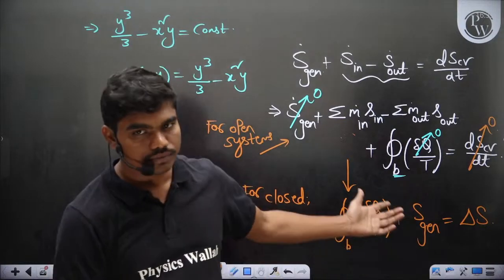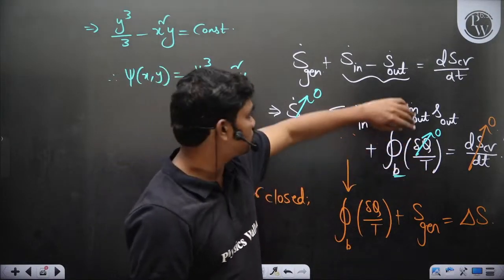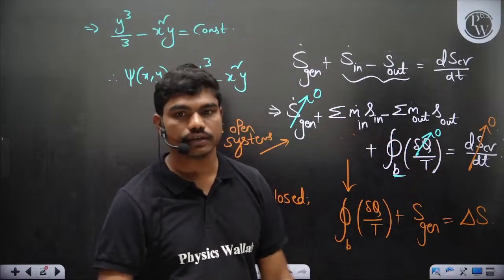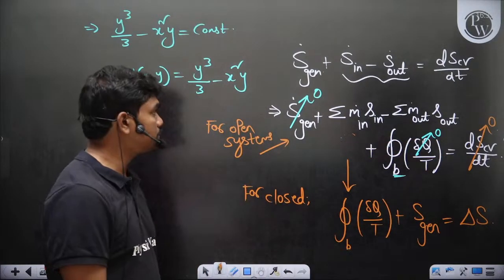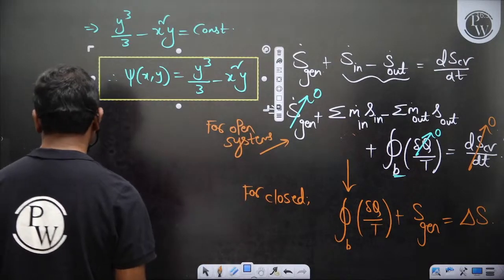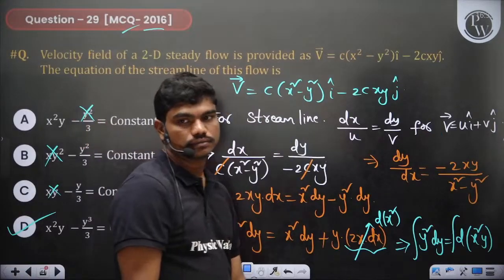You can see now, this is generalized. If it's a closed system, these two won't come into the picture. If it's insulated, then this doesn't come into the picture. So likewise. Okay. So anyway, this is the psi, which is option D, of course.